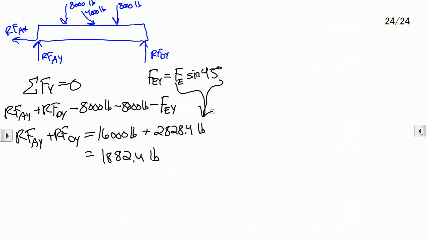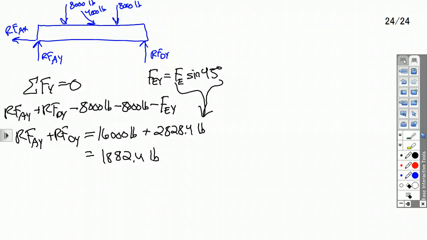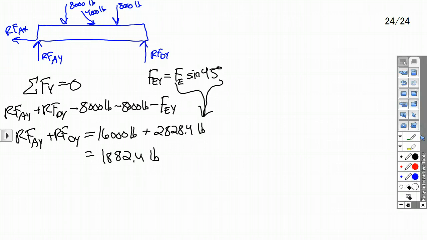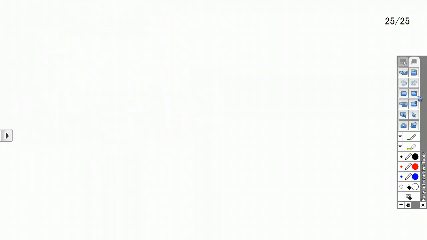Alright, but we have two unknowns in this equation, so we can't go further. We need to set up a moment equation. So I'm going to see if I can transfer this to select, kind of copy and paste in this program. Evidently I can't. Alright, so in that case, I need some more room. I'm going to go back to some of the moments.